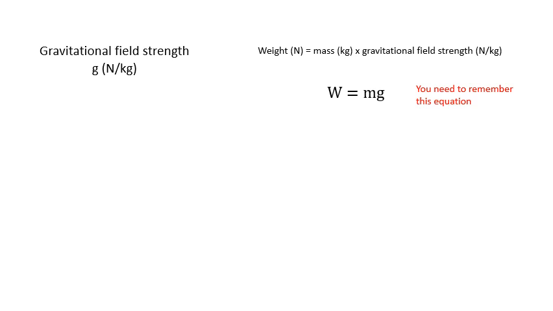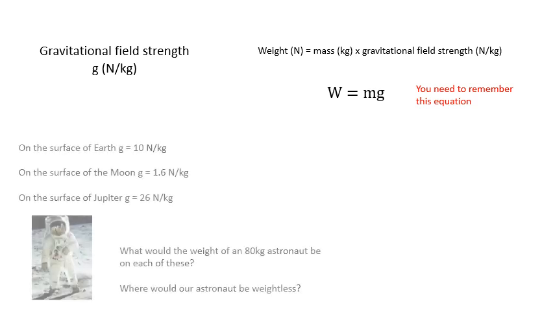Gravitational field strength, I mentioned, is little g, and it's in newtons per kilogram. And to work out the weight of an object, it's its mass times little g. W equals mg. Weight equals mass times gravitational field strength. And you need to remember that equation. Add it to your flashcards of equations to learn.